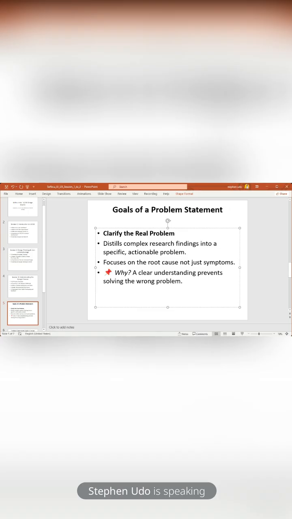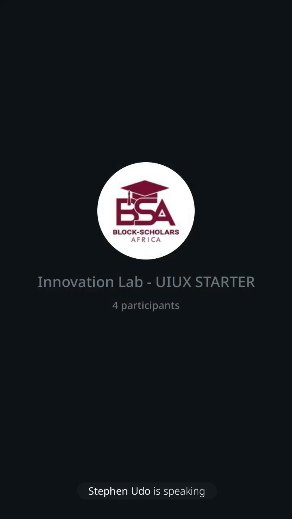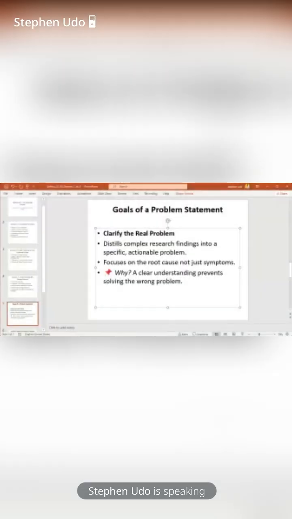In your empathy stage, you have been doing complex research. This problem statement helps you narrow your research into a specific, actionable problem, so you already know the main thing you are doing. It focuses on the root cause, not just assumptions or symptoms. Why? A clear understanding prevents solving the wrong problem. So it helps you clarify the real problem.